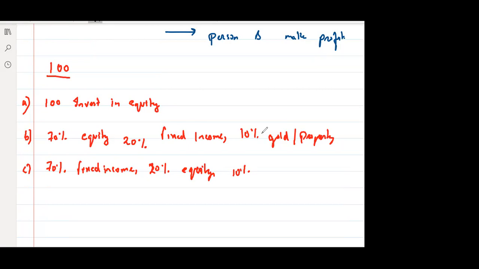Okay, so there's no answer. There's no answer that says which is the best. It depends on what age you're talking about. Because equity gives very good return over a long period of time. Yes or no? Tell me. Equity usually gives very good return over a long period of time.